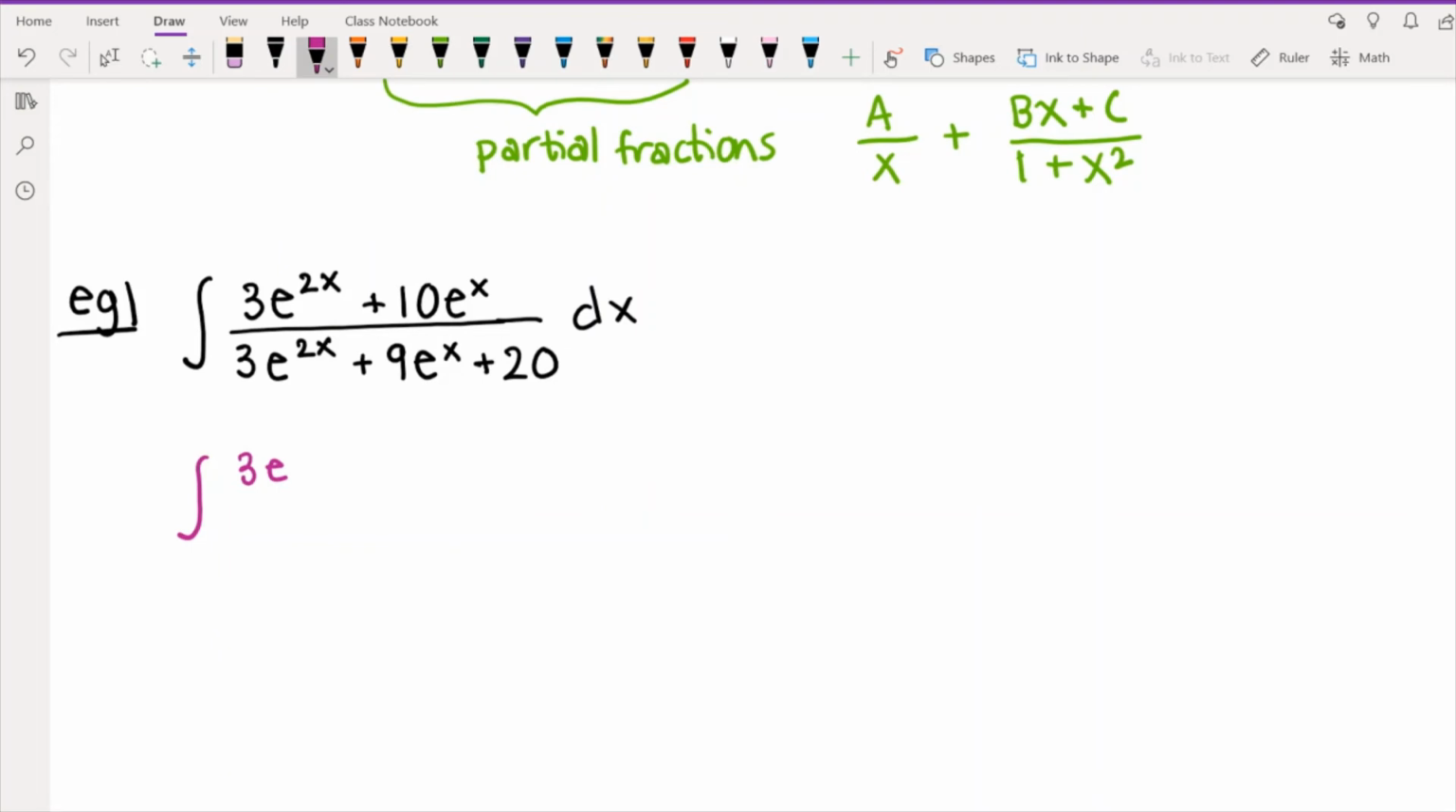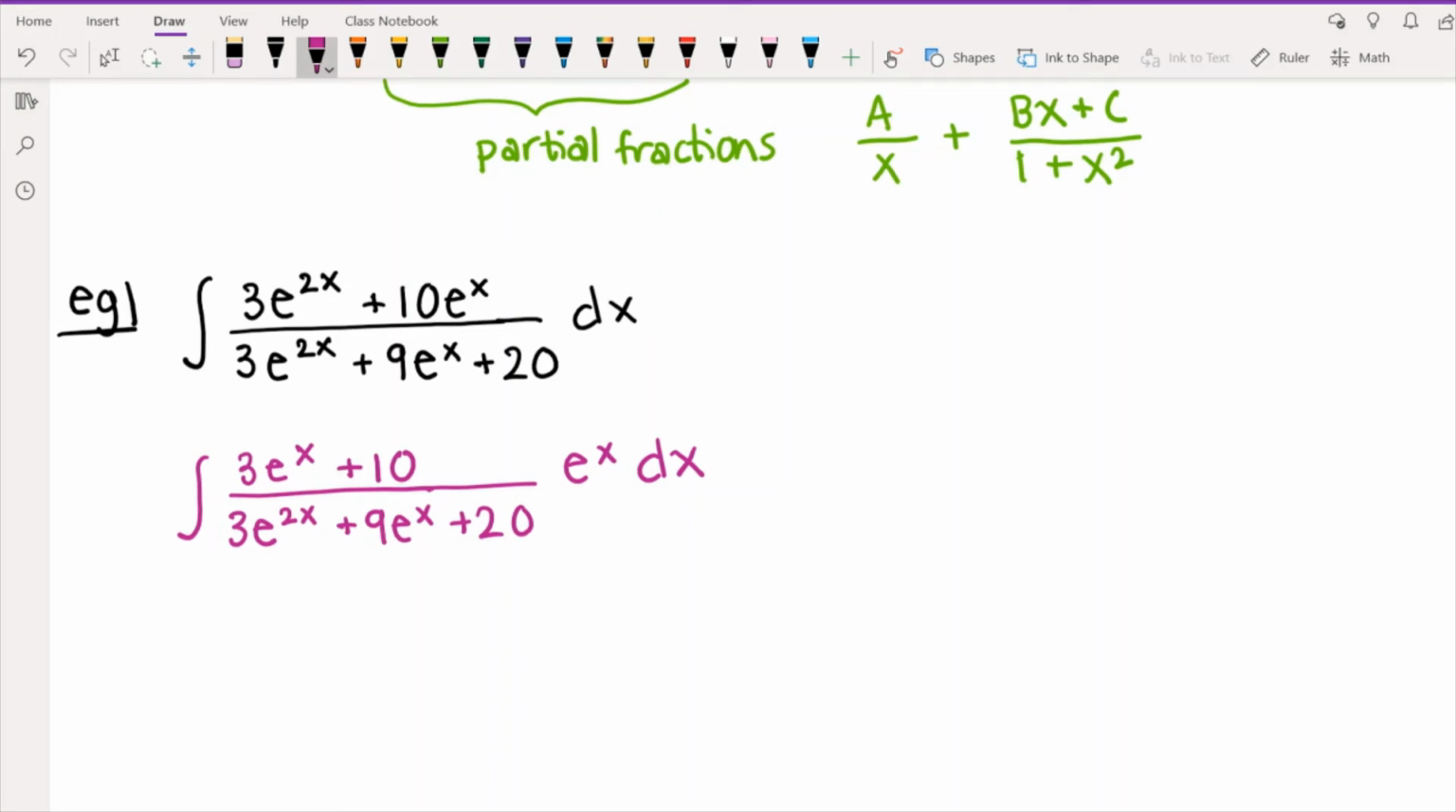So if we factor out an e to the x from the numerator, we'll be left with 3e to the x plus 10. And then we'll leave the denominator the same, so 3e to the 2x plus 9e to the x plus 20. And then I'm pulling out this e to the x from the numerator. So why did I factor out that e to the x from the numerator?